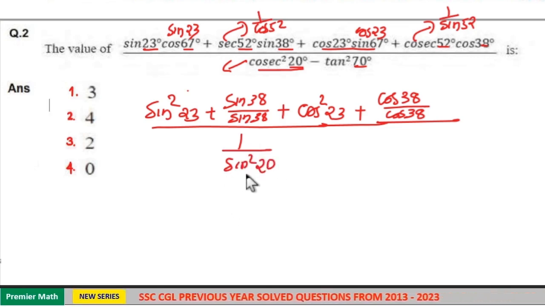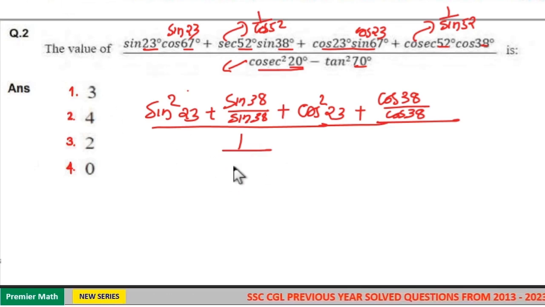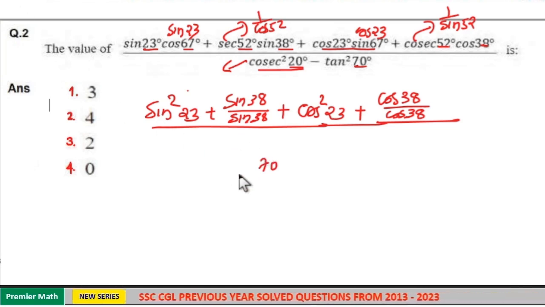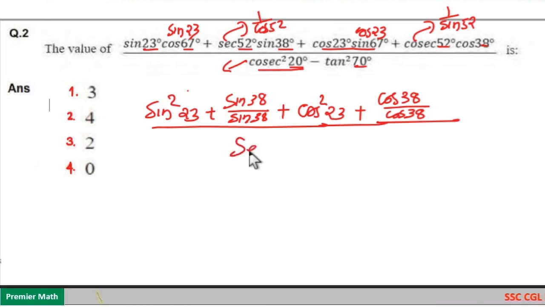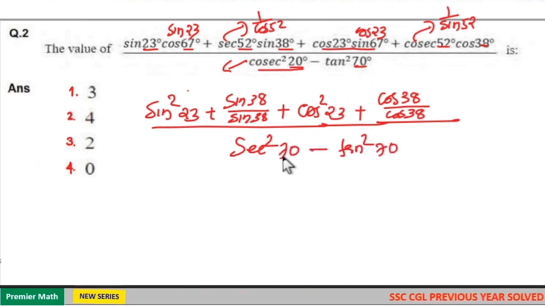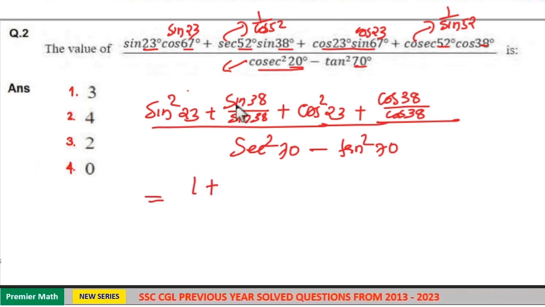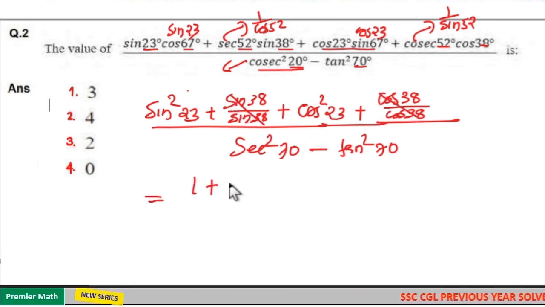Now sine square 20 I can write as cos square 70. Now 1 by cos square 70 means sec square 70. So this will become sec square 70 minus tan square 70. Sec square theta minus tan square theta is 1. So this term will become sine square 23 plus cos square 23, which is 1. This is 1, this is 1.